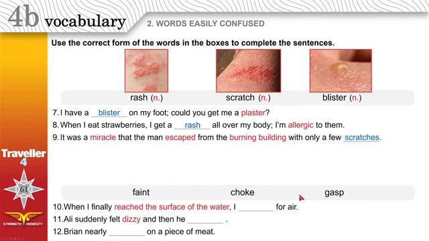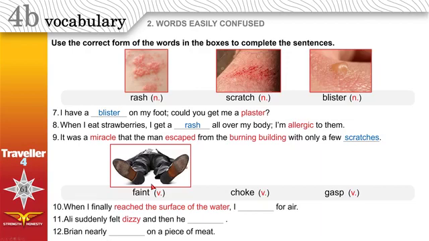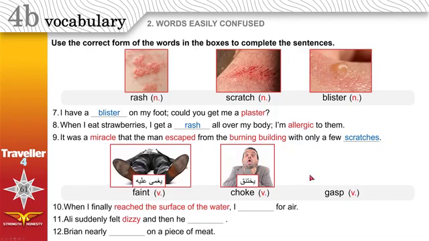Faint, choke, and gasp. These are verbs. When somebody faints, he or she becomes unconscious. Unconscious doesn't mean dead. That means you're alive, but you are unaware of what's going on around you. Choke, unable to breathe. This man is choking. He is unable to breathe. Gasp, when you are trying very hard to breathe. You don't find it easy to breathe.